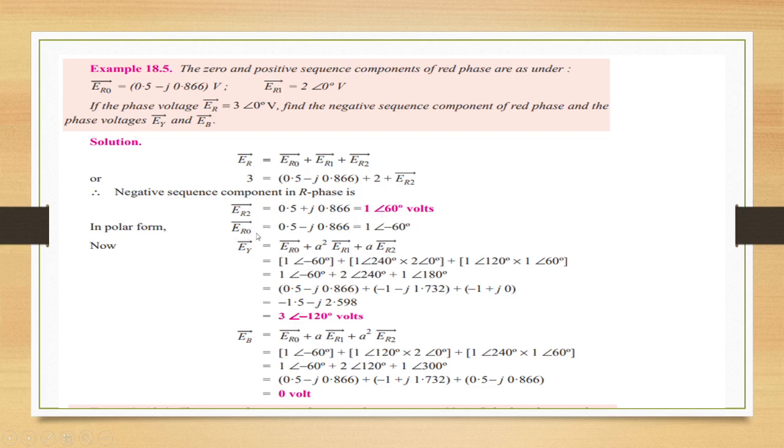In polar form, ER0 is 0.5 minus j0.866, converting rectangular to polar, it is becoming 1 angle minus 60 degrees. EY is ER0 plus a square ER1 plus a ER2. So it is 1 angle minus 60 degrees plus 1 angle 240 into 2 angle 0 plus 1 angle 120 into 1 angle 60. Converting this polar into rectangular forms and adding them, we get the value of EY as minus 1.5 minus j2.598, and converting into polar form we get 3 angle minus 120 degree volt.